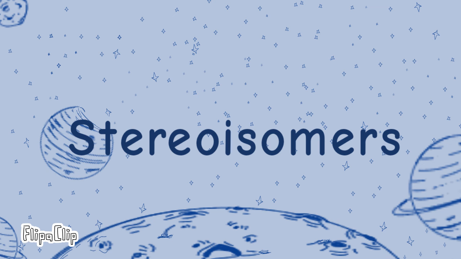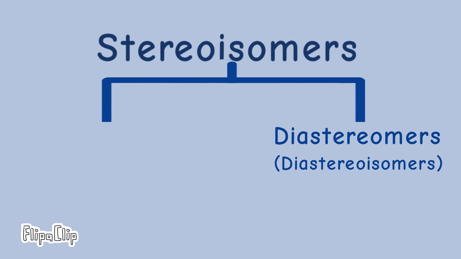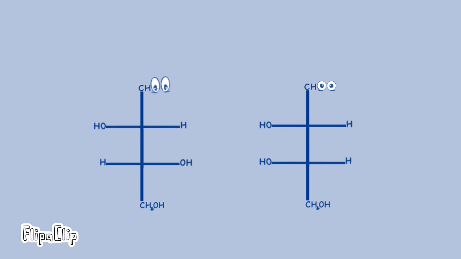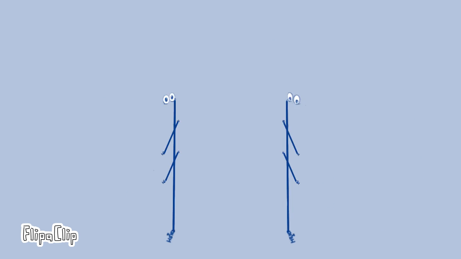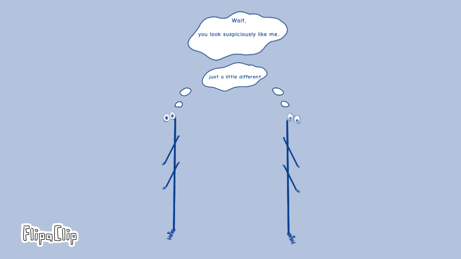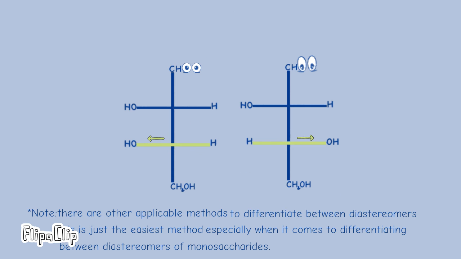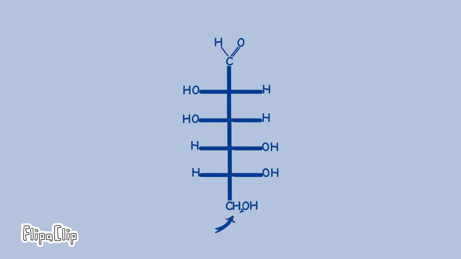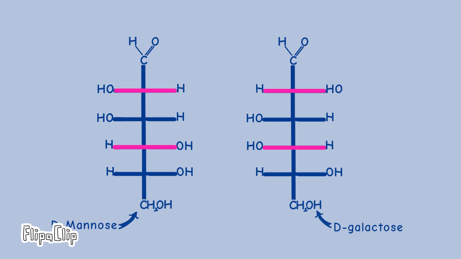For stereoisomers, you're generally going to find 2 types of stereoisomers, either diastereomers or diastereoisomers, or enantiomers. Diastereoisomers are 2 molecules that are stereoisomers that are not mirror images of one another, nor are they superposable. The easiest way to differentiate if 2 monosaccharides are diastereomers is just to see if they're different in the positioning of the groups in one or more chiral centers. For example, galactose and mannose are diastereomers. They're different in the orientation of the hydroxyl group in both the 2nd and 4th carbon.